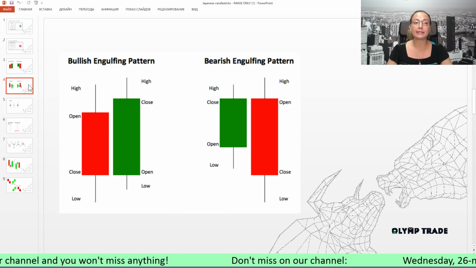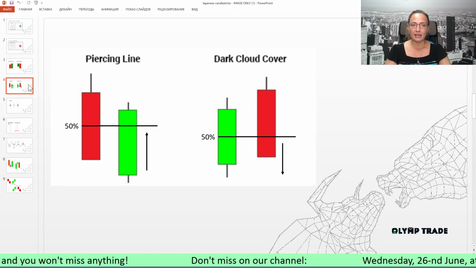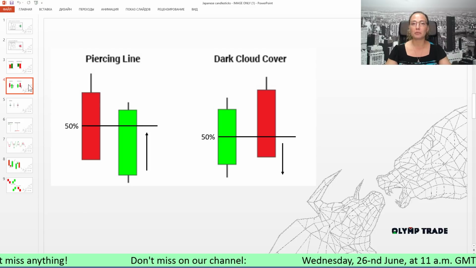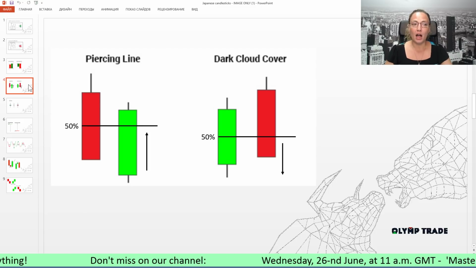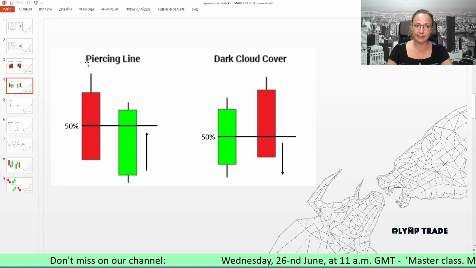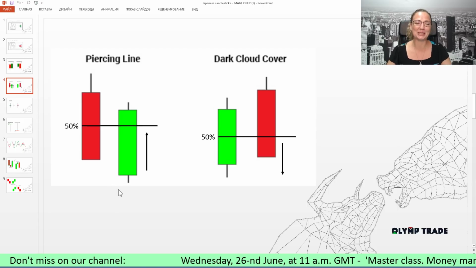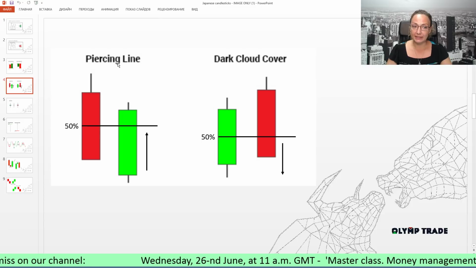Let me tell you about the next pattern. It is called the piercing line and dark cloud cover, and I would call them a sister of the engulfing pattern, because it works basically the same way. This is probably a more proper picture. So this is a bullish reversal piercing line.